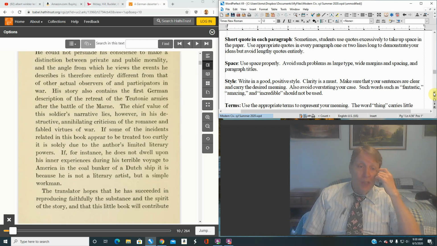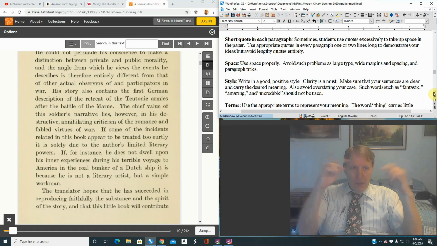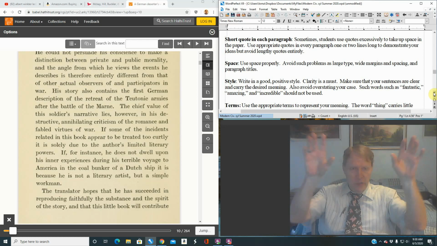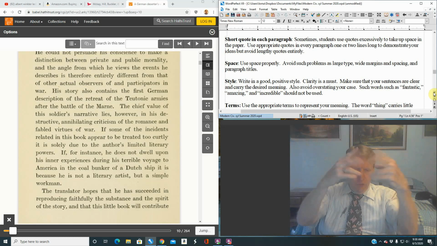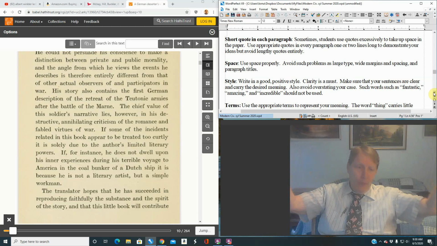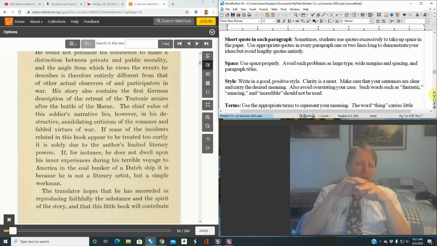Use space properly, avoid such problems. Large type, I've already mentioned this. Wide margins. Rather than double space, 2.5 space, 2.25 space. Paragraph titles. Nicholson, paragraph 1. People die. Paragraph 2. You have triple space, come down, have another title. More people die. Triple space, come on down. It's just wasting space. If you're writing a multi-voluminous work or a big book, titles for chapters are probably a good idea. But for a short paper, literally titles waste space.